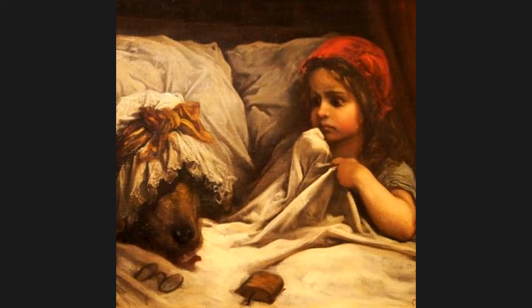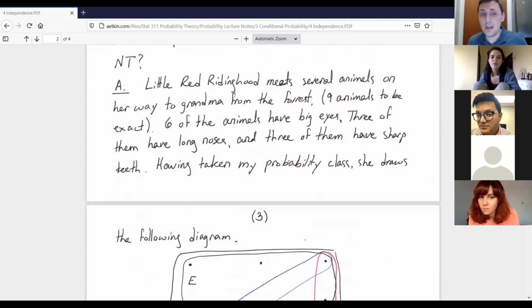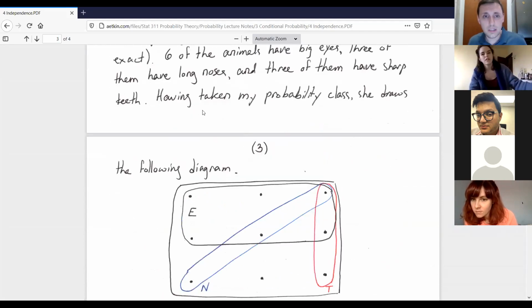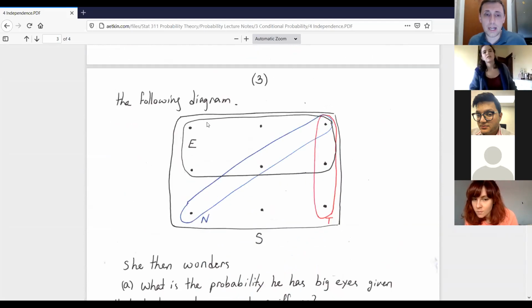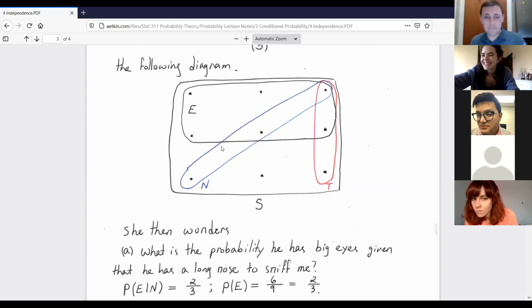Yes. Let's recall the story of Little Red Riding Hood. That will teach you some probability. Suppose that Little Red Riding Hood meets several animals on her way to grandma through the forest. 9 animals. 6 of the animals have big eyes, 3 of them have long noses, and 3 of them have sharp teeth. Having taken my probability class, she draws the following diagram. So here are the animals. What is E? Big eyes. So E is big eyes. And then 3 of them have sharp teeth, and 3 of them have long noses, okay?